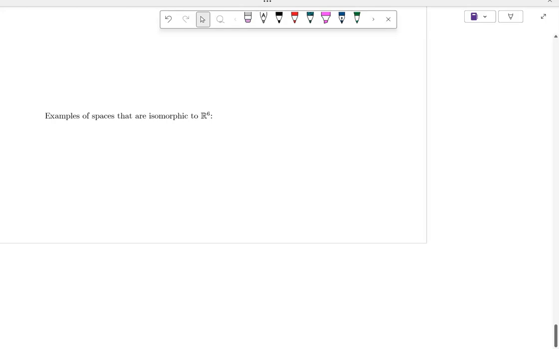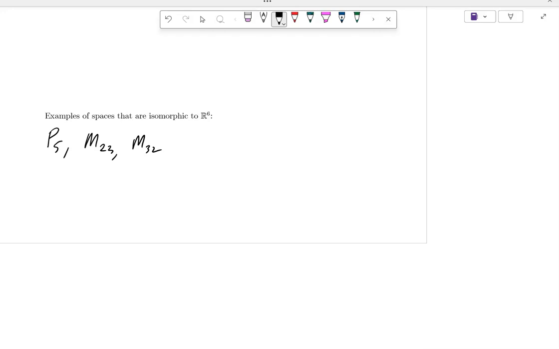Dimension of R6 is 6. So can you think of some spaces that have the same dimension? P5 works, good. Can you think of another one? M23. Can you think of another one? M32. All of those would be isomorphic, right? As long as you know that the dimension is 6, you know what it is. You're done. That is it. Anything that has dimension 6 is isomorphic to R6.